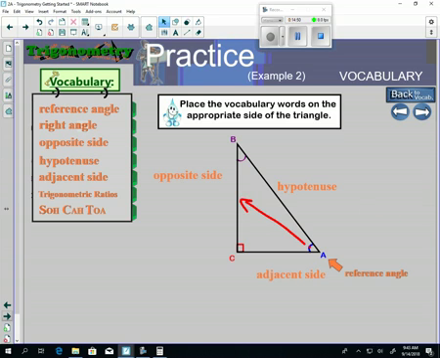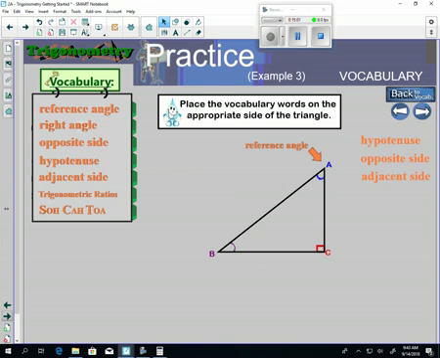So if the reference angle changes, the sides change. The only one that stays the same is the hypotenuse. Okay.